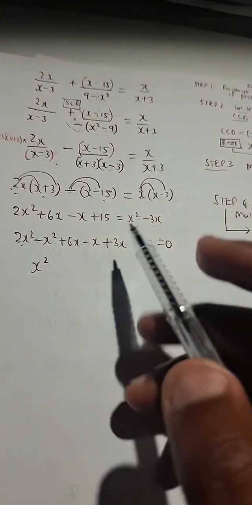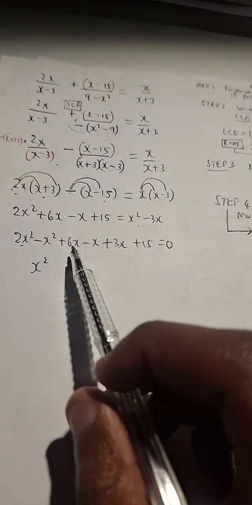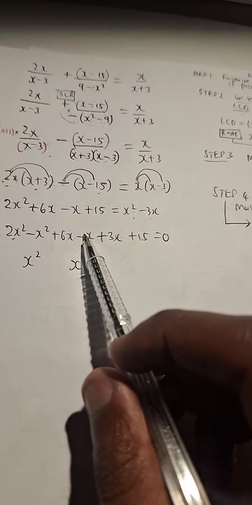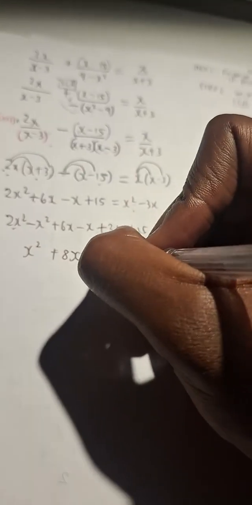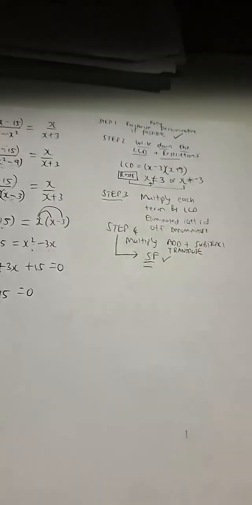We know that when we add like terms, we keep the variable x as it is. Then we add and subtract the coefficients. So this is 6 minus 1, which is 5, 5 plus 3, which is plus 8. And then lastly, we have 15. Standard form has been achieved.